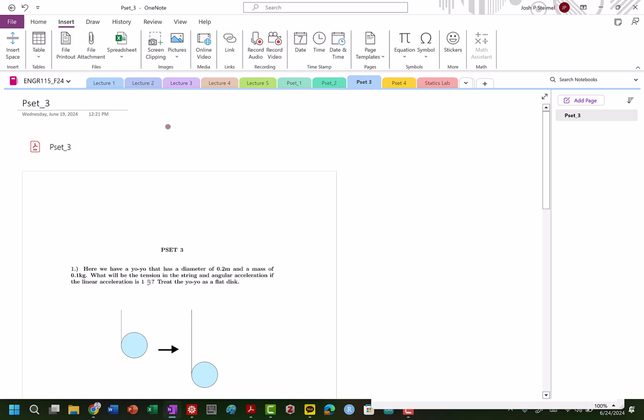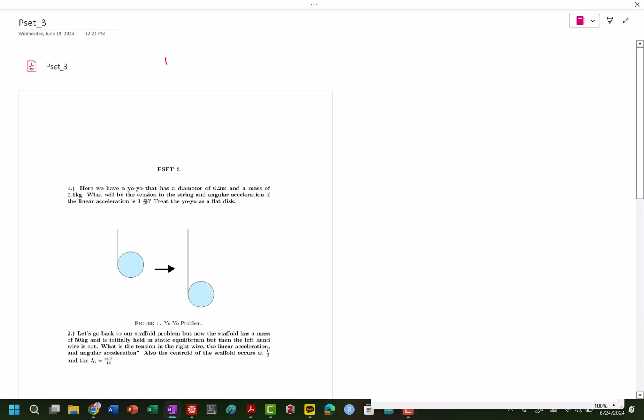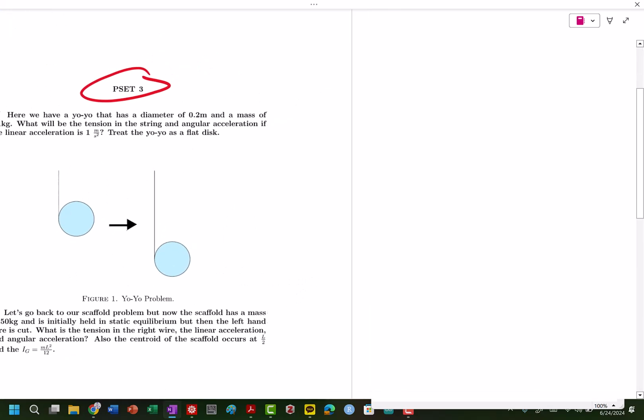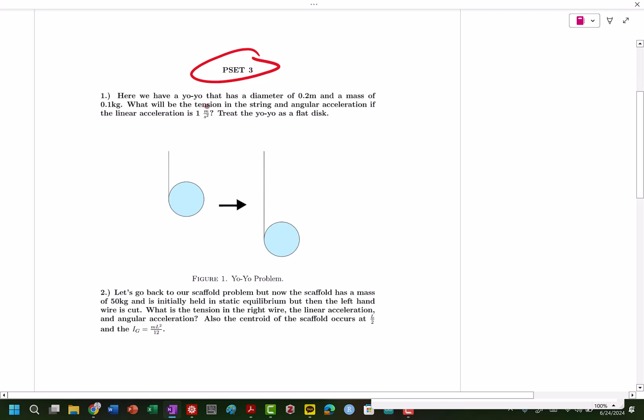All right, everyone, we are back and we are going to get into our problem set 3 solution video. So we have a yo-yo that has a diameter and a mass, and we're asked to find the tension in the string and the angular acceleration, if the linear acceleration is given. Treat the yo-yo as a flat disk.